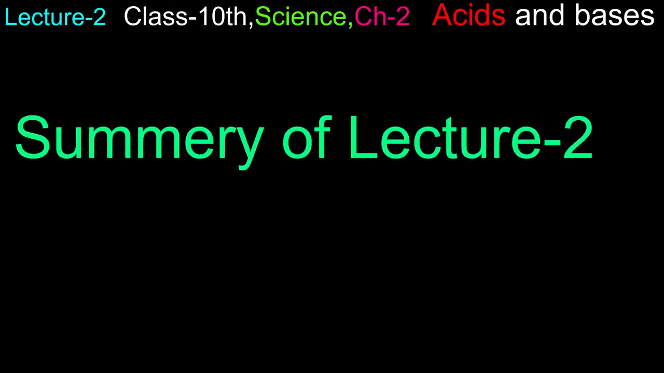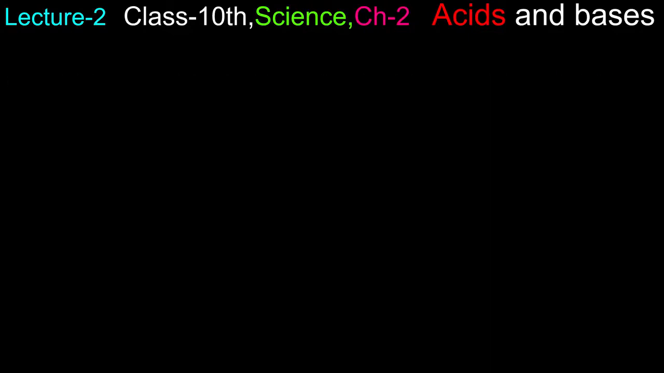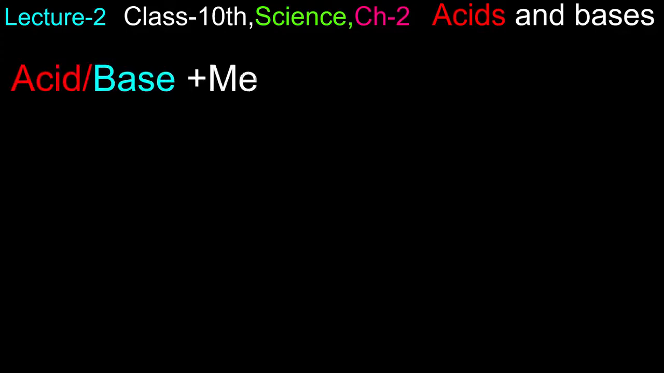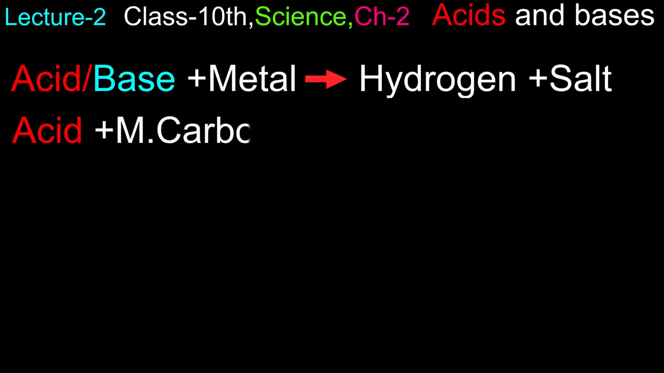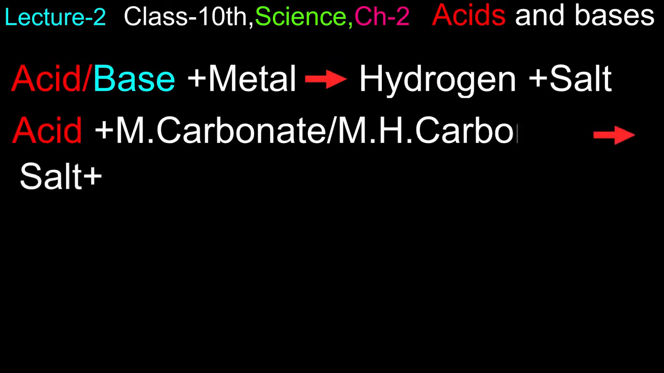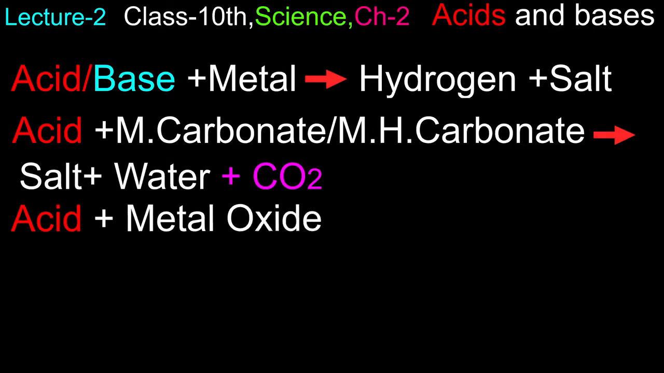I'll tell you in brief what we discussed today in second lecture. We discussed chemical properties of acids and bases. At number 1, we studied that acids and bases react with reactive metals to produce hydrogen and salt. Next, we studied acids react with metal carbonates and metal hydrogen carbonates to produce salt, water, and carbon dioxide. At point number 3, we studied acids react with metal oxides to produce salt and water.